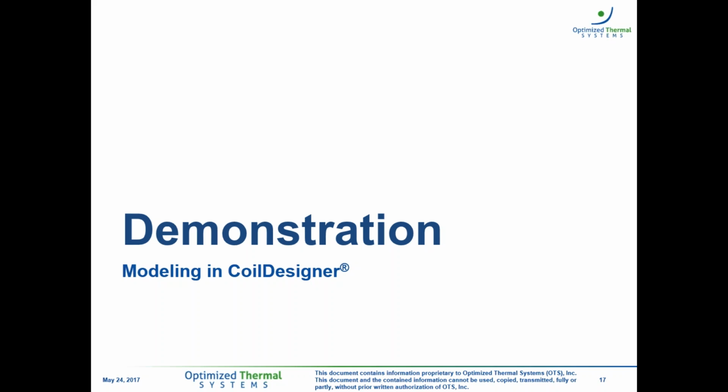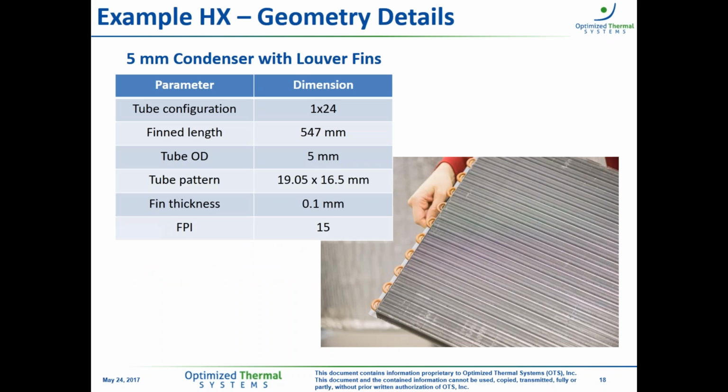So at this point, I'm going to give a brief demonstration of how we would model a heat exchanger using Coil Designer. It could apply to other modeling softwares as well. But what I want to highlight here is the differences in how we would model a 5mm heat exchanger as opposed to a larger diameter heat exchanger, and provide a few recommendations in terms of the selection of correlations that will lead us to successful simulation.